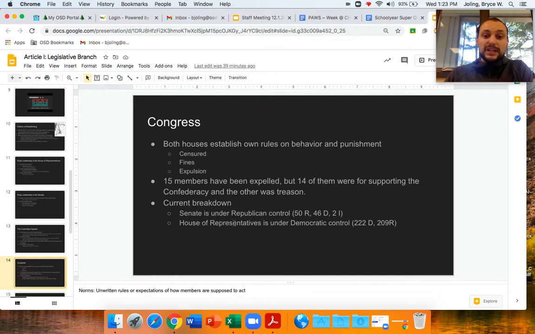Currently, the House of Representatives is under Democratic control. They have 222 seats to the Republicans' 209. I know that does not add up to 435. There are still a couple of seats that are being determined.